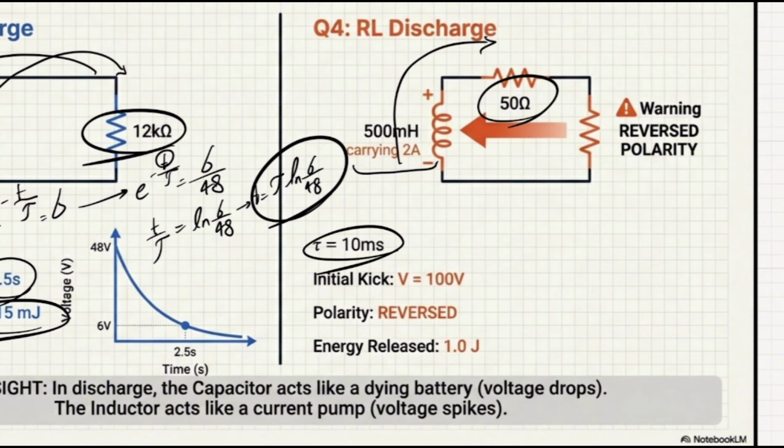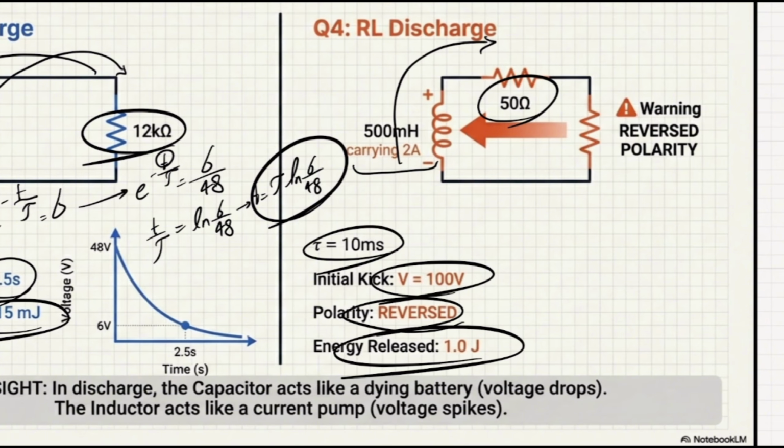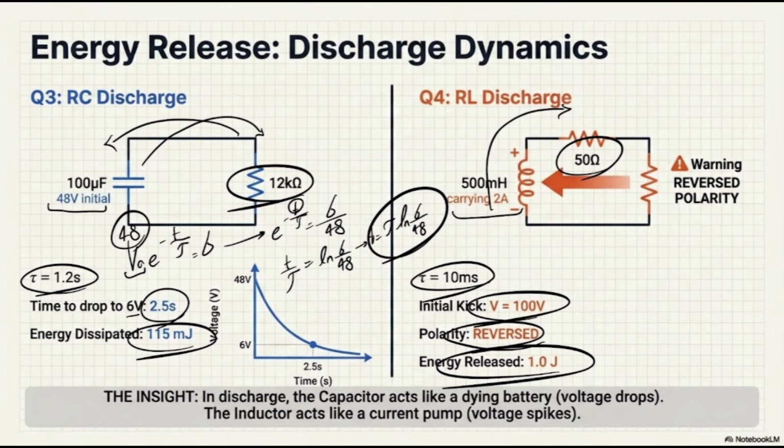The tau is going to be L over R, and the initial kick, or amount of initial voltage, can be considered as that, because as you know, the amount of current at the beginning is so high, or its maximum. 2 times 50 is 100 volts. It means that at the beginning, your inductor has 100 volts, and the polarity would be reversed. And the amount of energy is half of L i squared, so we can simply find it.